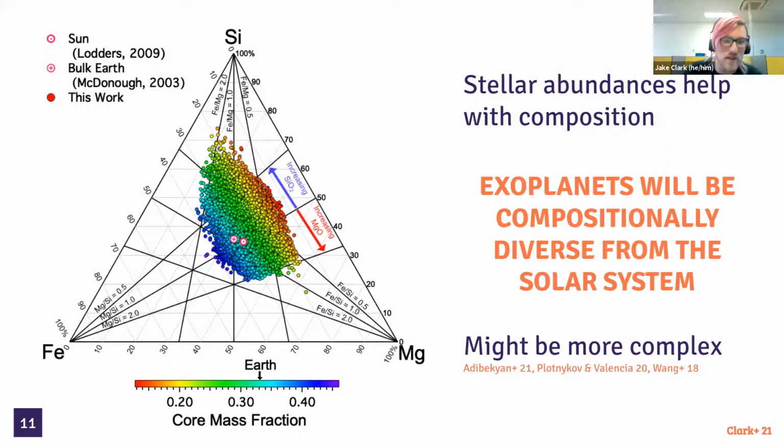And this is just another plot within the paper showing how compositionally diverse these exoplanets might likely be. And to give you some sort of reference, Mercury would lie somewhere around here.